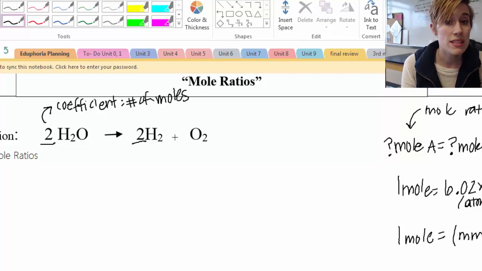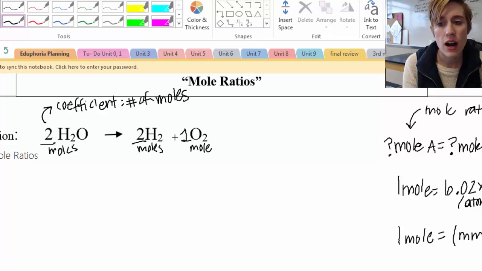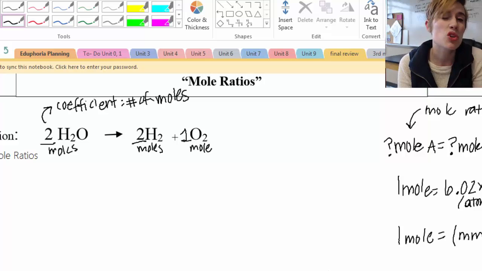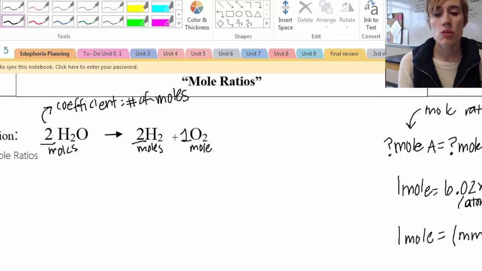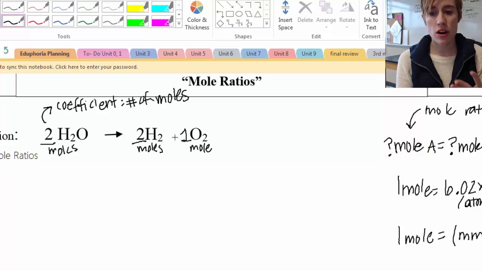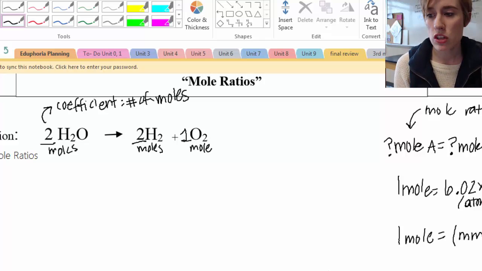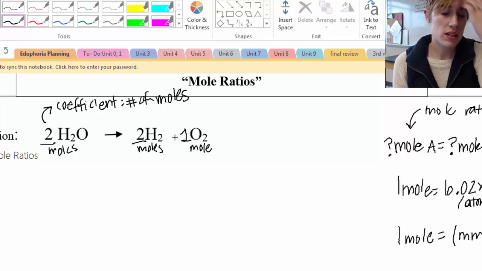So if I was to read this out, I would say I have 2 moles of water, and it's going to form 2 moles of hydrogen gas and 1 mole of oxygen gas. Now, why did I say 1 mole? Well, if there's not a number right here, we always assume that that number means 1, okay? So these coefficients stand for our number of moles. We can use these coefficients in a mole ratio. And I'll give you an example of how to use that.